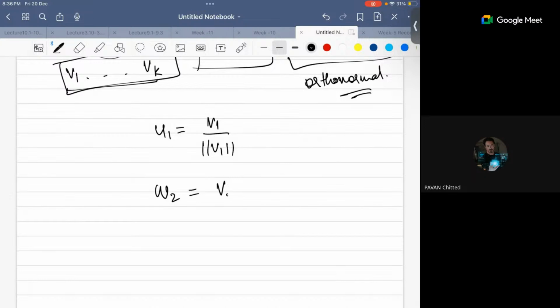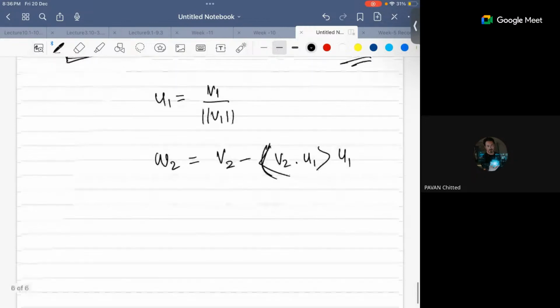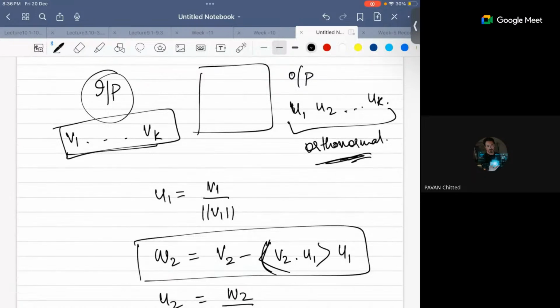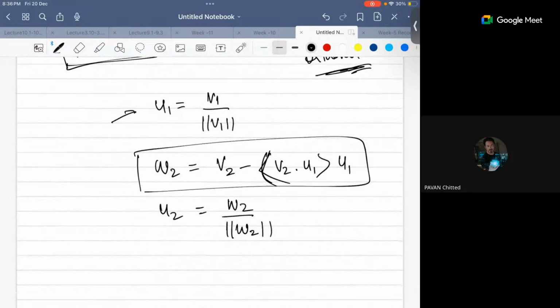For w2, the second one, from v2 you subtract some part, right? You subtract the inner product of v2 comma u1, the inner product in the direction of u1. Correct. And u2 will be w2 upon its norm, because this is the second orthogonal vector, but you have to normalize it, make the length one, so that you get orthonormal vectors. So this is the first, this is the second.